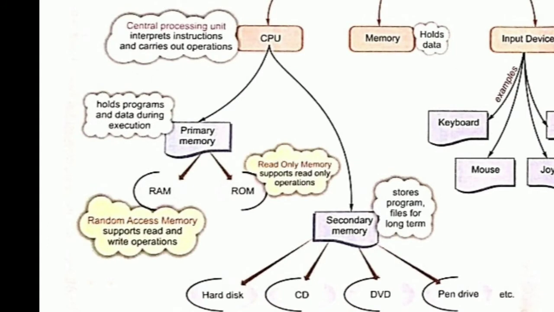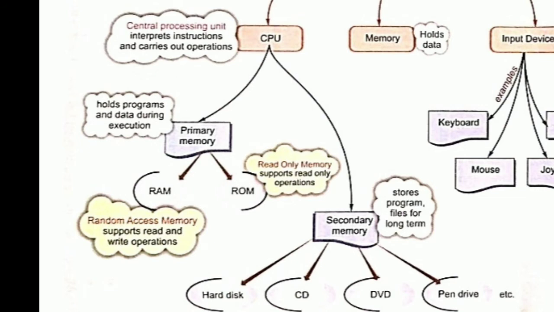Memory is categorized in two ways: the primary memory and the secondary memory. The primary memory holds programs and data during execution. The primary memory has two categories, RAM and ROM. RAM stands for random access memory, and supports read and write operations. ROM stands for read only memory, and supports read only operations.